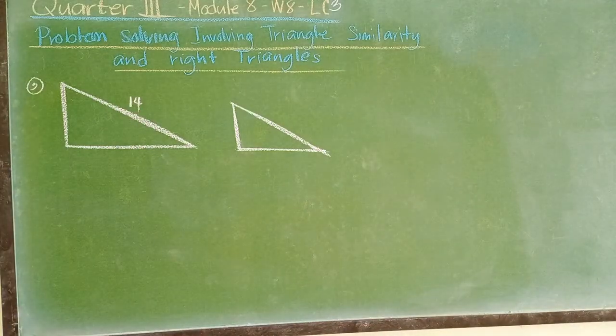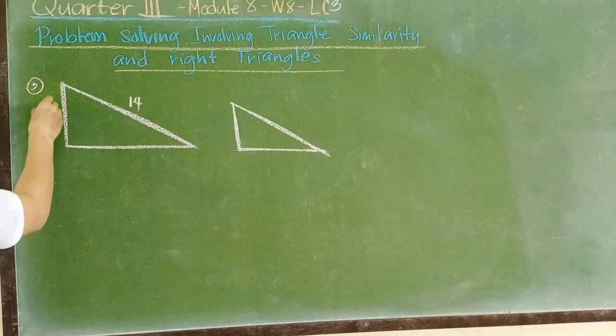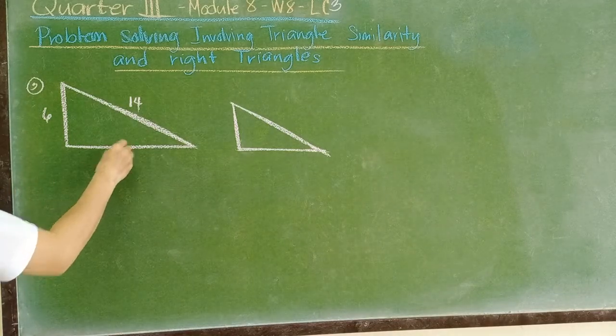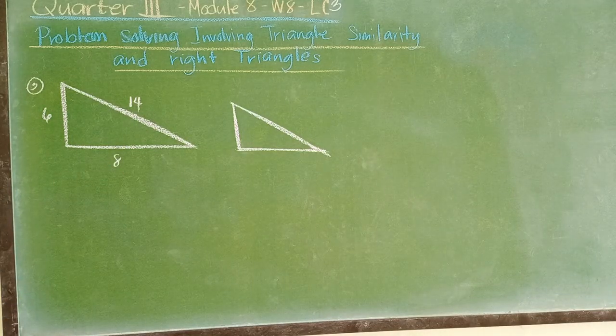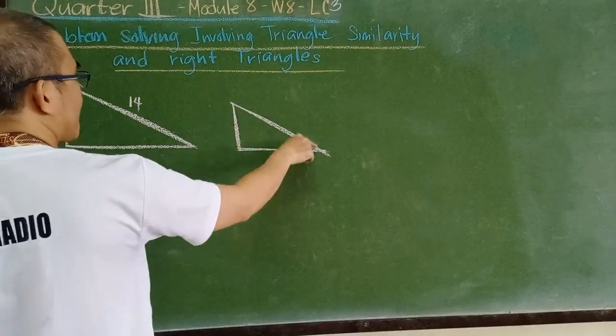And then yung 6 mapupunta sa shortest side. Then obviously dito mapupunta yung 8. And then find the perimeter of a similar triangle. So yung hahanapan natin ng perimeter is yung triangle na isa.